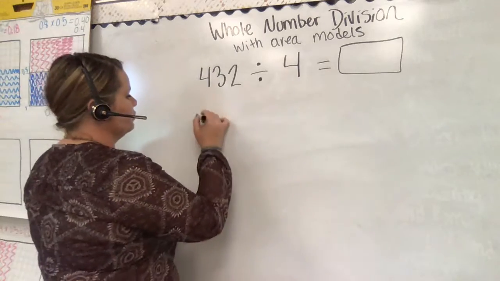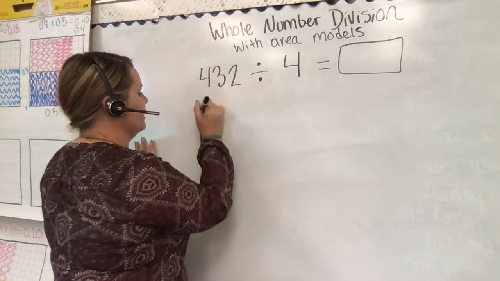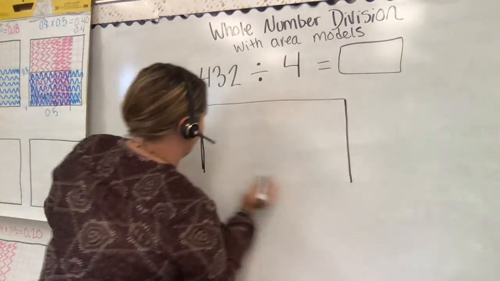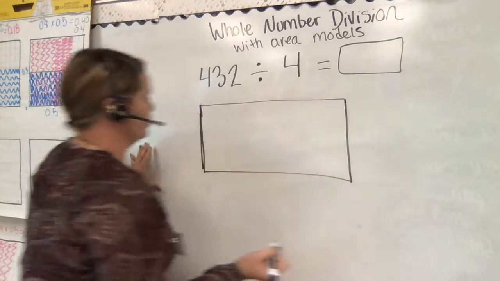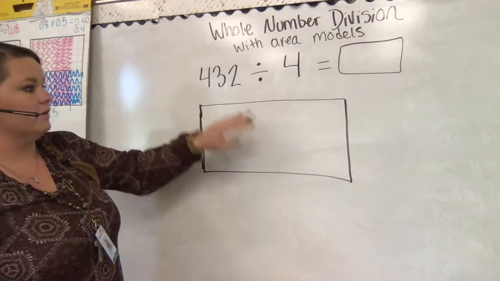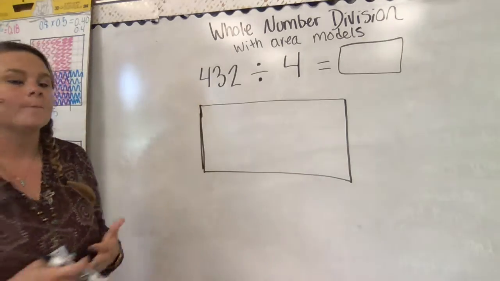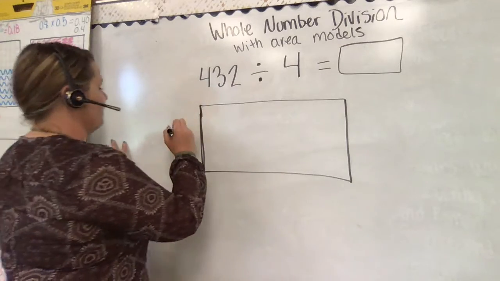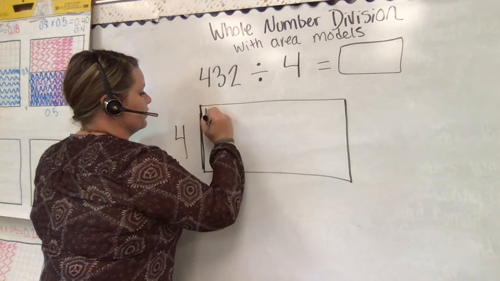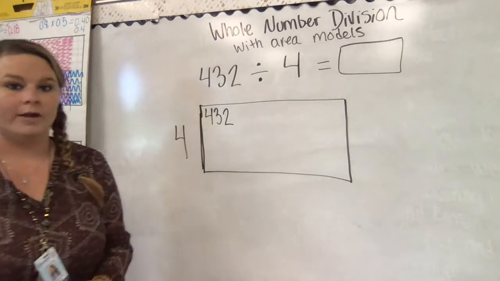And if you think back to an area model, the big number, so the bulk of the work, is going to be done inside the box. And so this is how you're going to set up an area model for division. Our factors, what we multiplied, would go on the outside and the total would go here. With division, you just work backwards. So I'm going to put my 4 on this side, and then I'm going to put my 432 here, as my starting point.